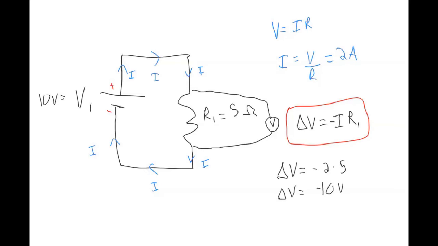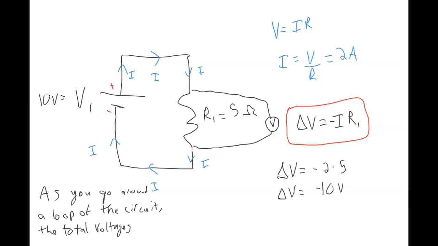So this comes to the rule that I wanted to introduce here. As you go around either the whole circuit or a loop of the circuit, the total voltages have to add up to zero. You might see this referred to as the loop rule.